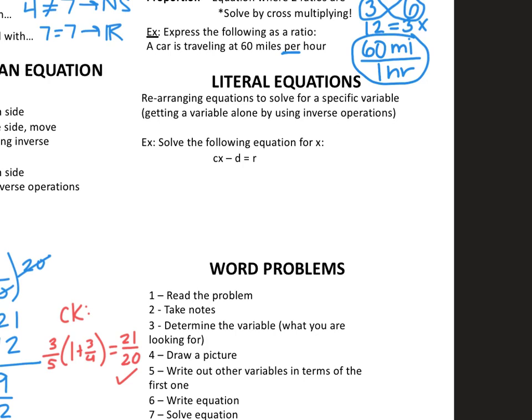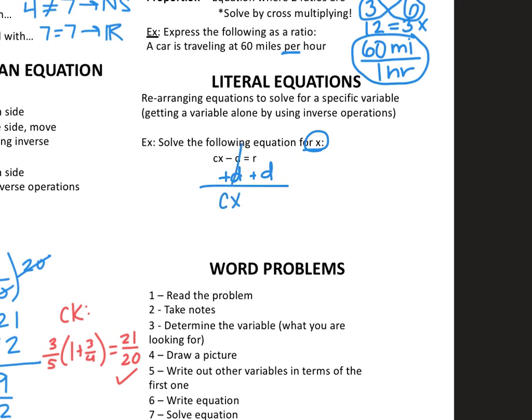In this example, it says solve the following equation for x, which means you want to get x alone. Right now you want to think about what's happening to x the same way that you would if there were numbers involved. Right now it's being multiplied by c and d is being subtracted. So first we would cover up the cx and we want to move that negative d. So we're going to add d to both sides.